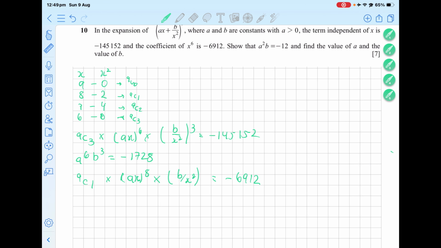So basically a^8, ignoring the x's, so I'm not going to write down the x's. So a to the power 8 into b is going to equal minus 768. So how do we get to this?